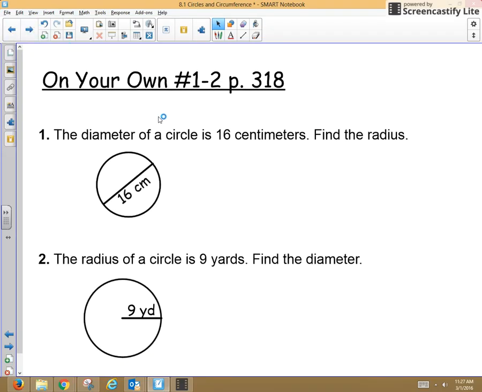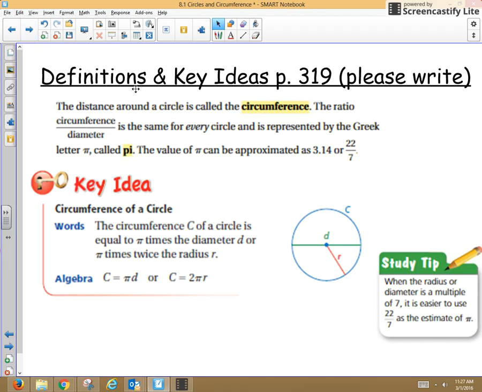Now I'd like you to try numbers 1 and 2 on your own. The definitions and key ideas continued on page 319 also need to be written down.